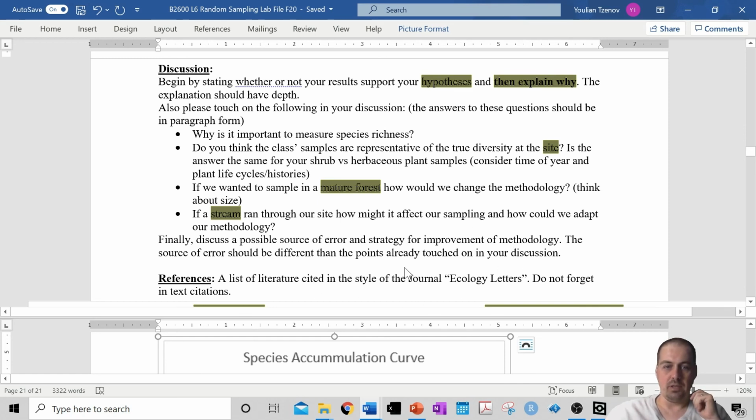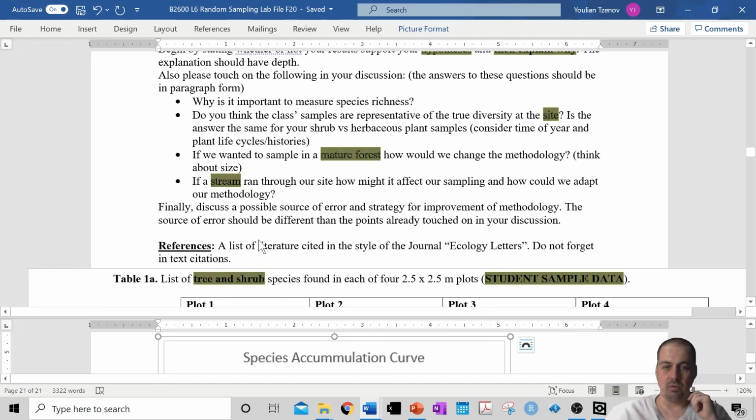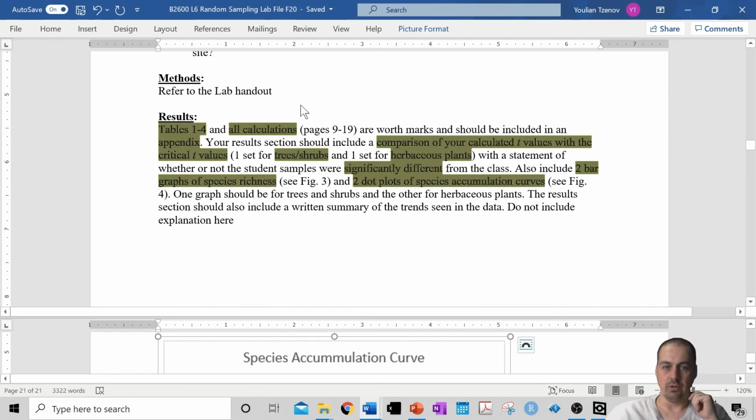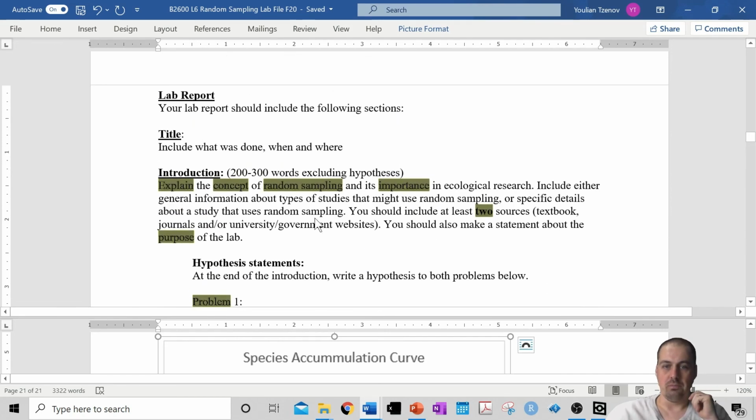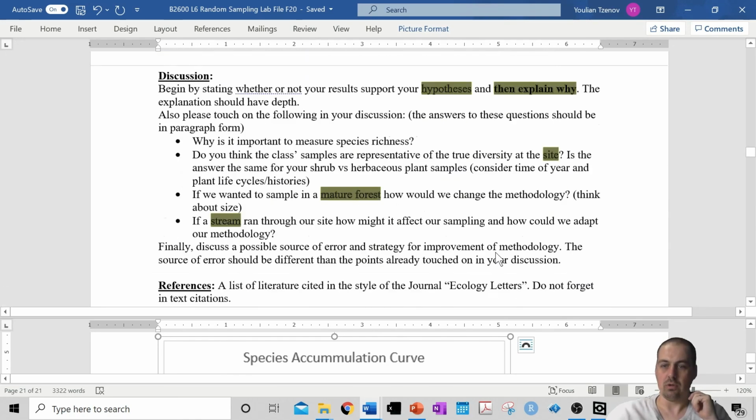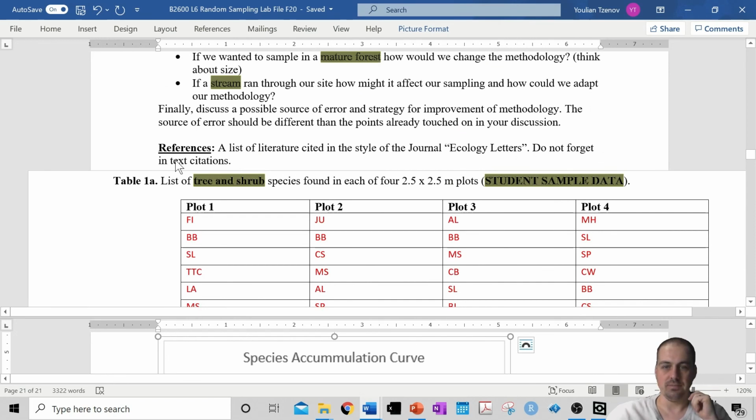And you're going to finish off by talking about some sources of error or how you can improve the methodology in this experiment. These sources of error should not be something that you mention up here. And of course, make sure you have a list of literature cited material using the journal Ecology Letters format. This is referring to the references that you use up here. And when you use the references up here, make sure you remember to include in-text citations.